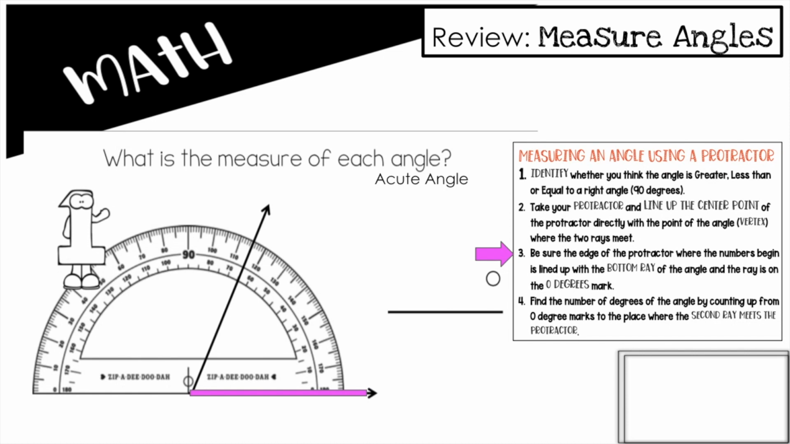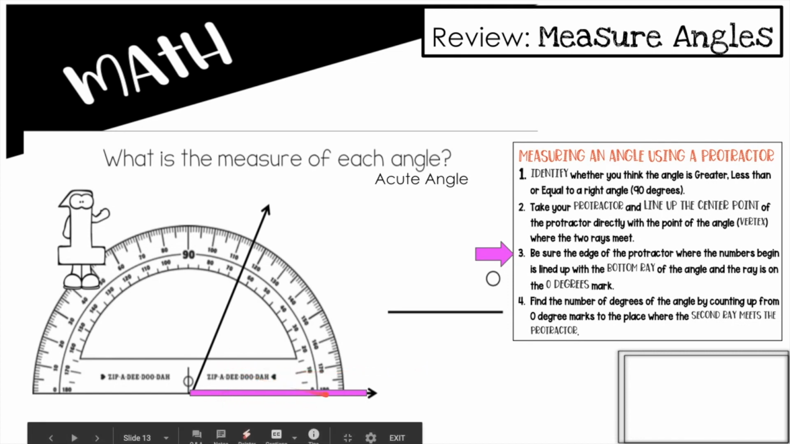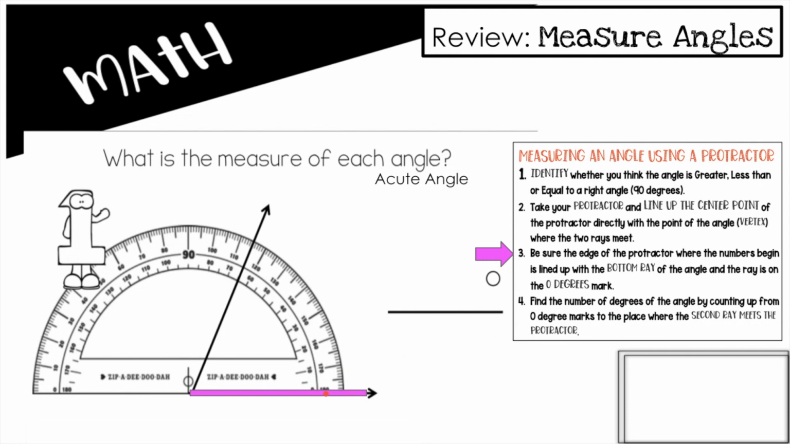Those type of things you need to be thinking about, that you have to be starting at 0 to get an accurate measurement. As you would with a ruler, as you would with anything else, the same thing goes with this type of measurement. Those rules still apply. So it's so important that you're lining up that angle and that bottom ray with your 0. Then comes the step where you need to find the number of degrees of the angle by counting up from the 0 mark, just as you would with a ruler. You would start down at 0 and go, oh, my pencil's 1, 2, 3, 4, 5, 8 centimeters high.